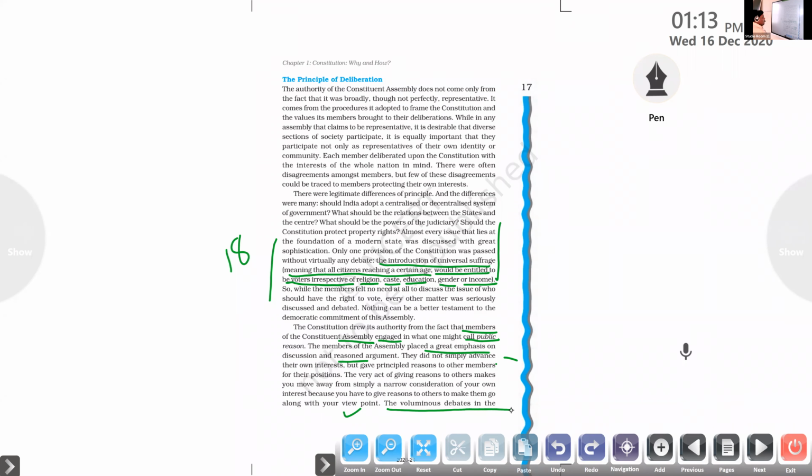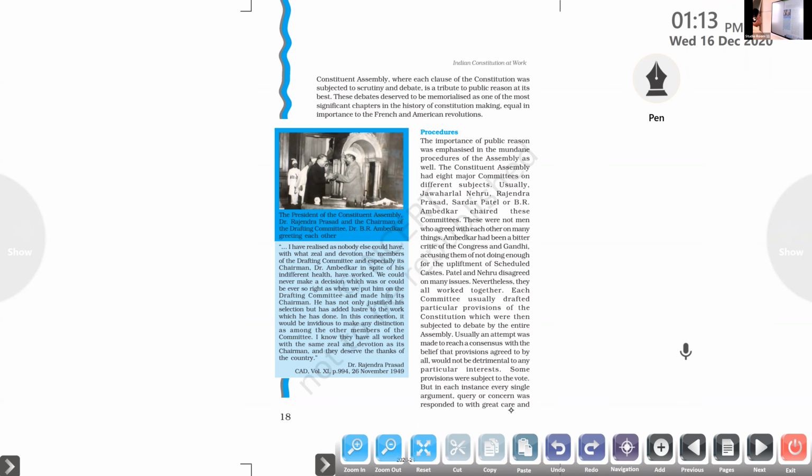There was a voluminous debate in the Constituent Assembly, where each clause of the Constitution was subjected to scrutiny and debate. All the provisions in the Constitution were adopted after long discussions and debates. After each decision, they would scrutinize it, observe its importance, its drawbacks, its negative and positive effects on society. Again they would go for a debate, and finally they would accept it.